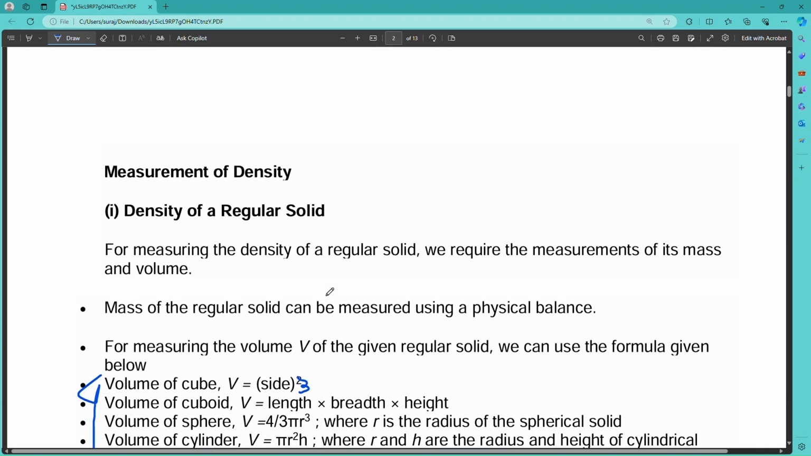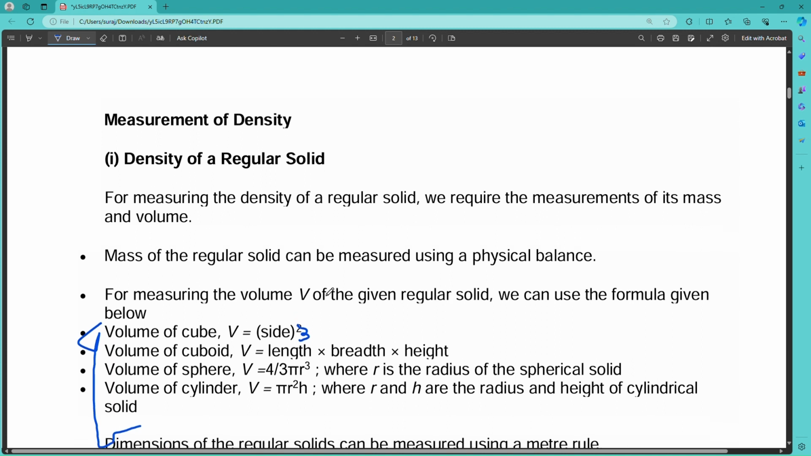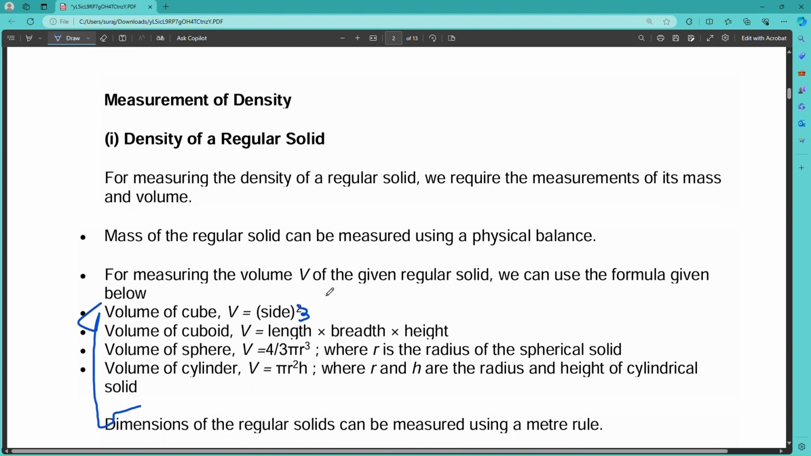Next is the measurement of density. The measurement of density is different for regular solids and irregular solids. For regular solids we have some formulas, and we have to remember those formulas to calculate the volume, because mass can be measured simply by a weighing machine. Regular solids are like cube, cuboid, sphere and cylinder. First we calculate the volume, and we have already found the mass by the weighing machine. Then we can simply calculate the density, that is mass by volume.